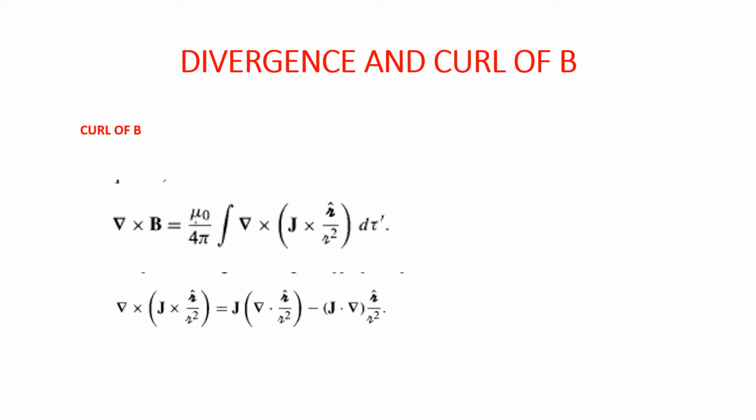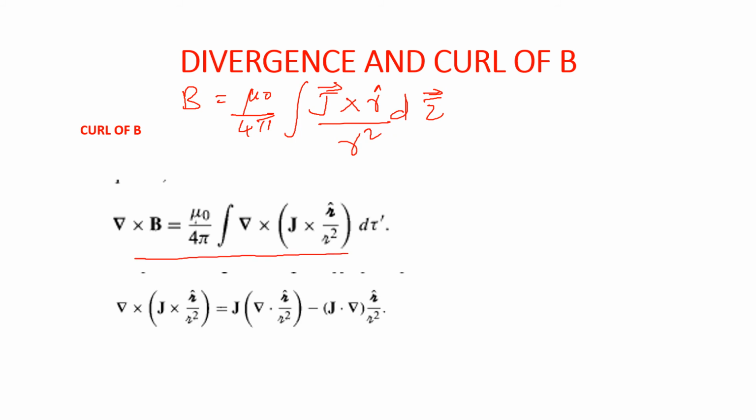Now let us see the curl of magnetic field. For this also we can write the Biot-Savart law, that is B equal to mu 0 divided by 4 pi integral J cross r cap divided by r square d tau. Now taking the curl of this expression for magnetic field, we can write del cross B equal to mu 0 by 4 pi integral del cross J cross r cap by r square d tau dash.